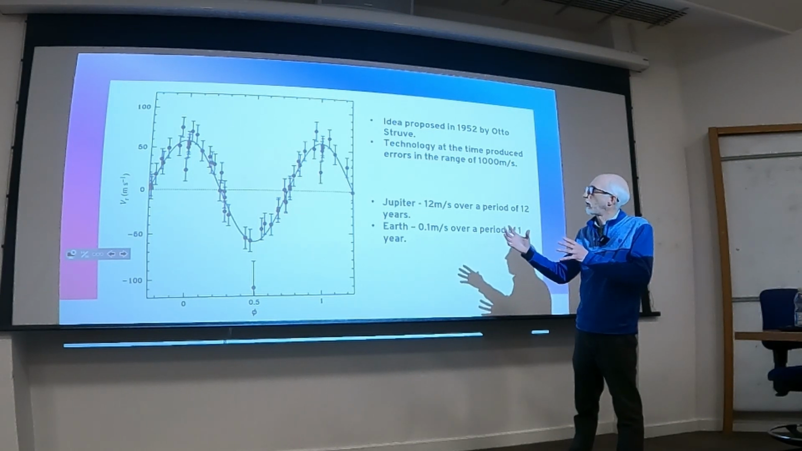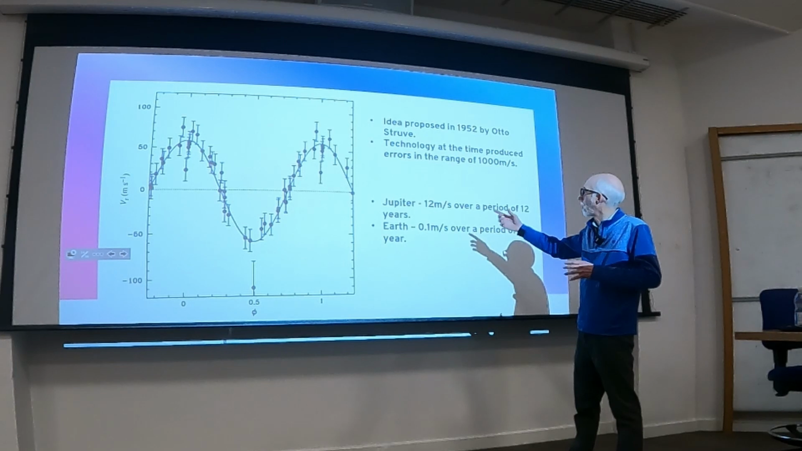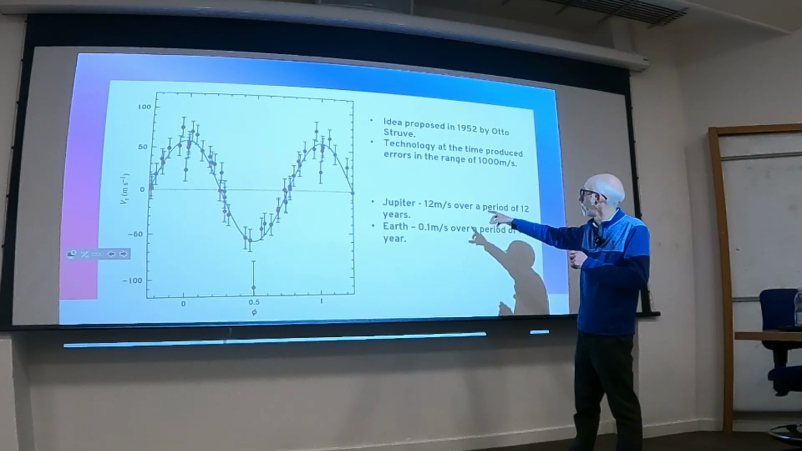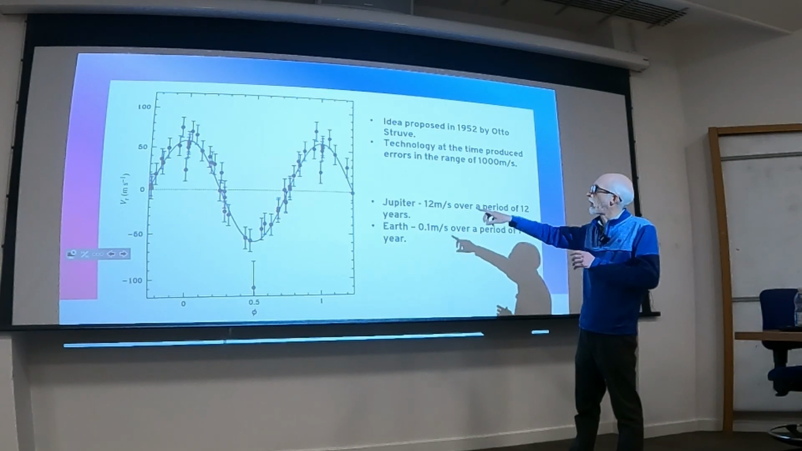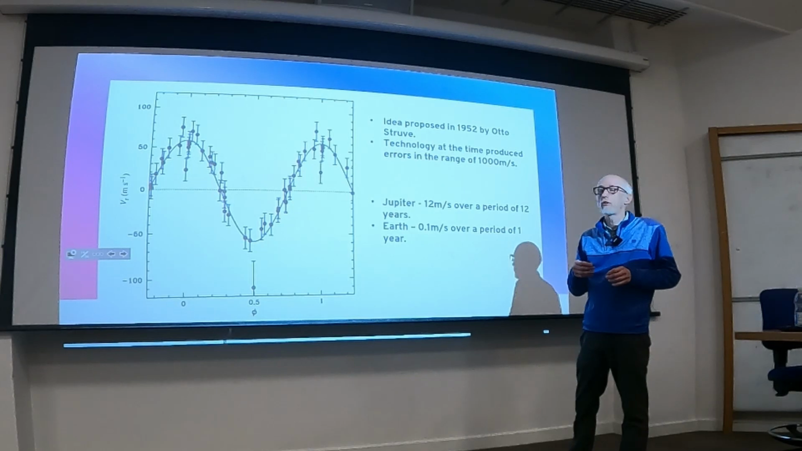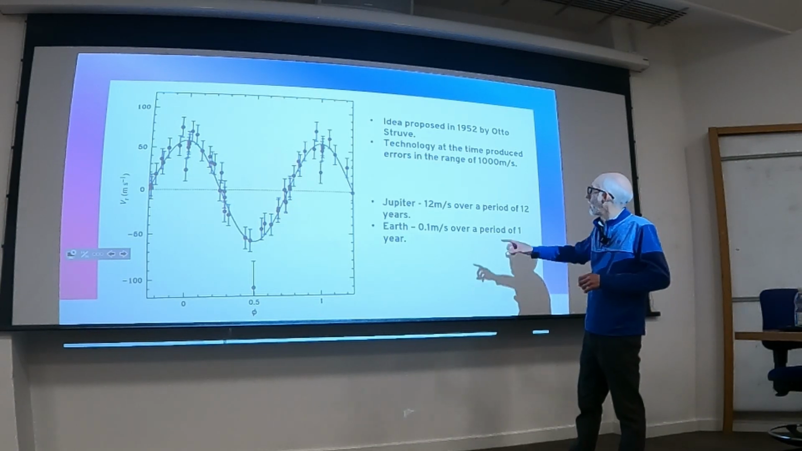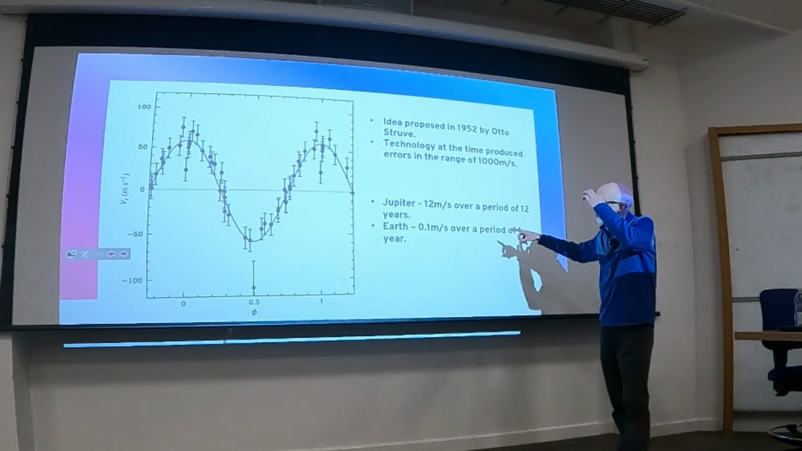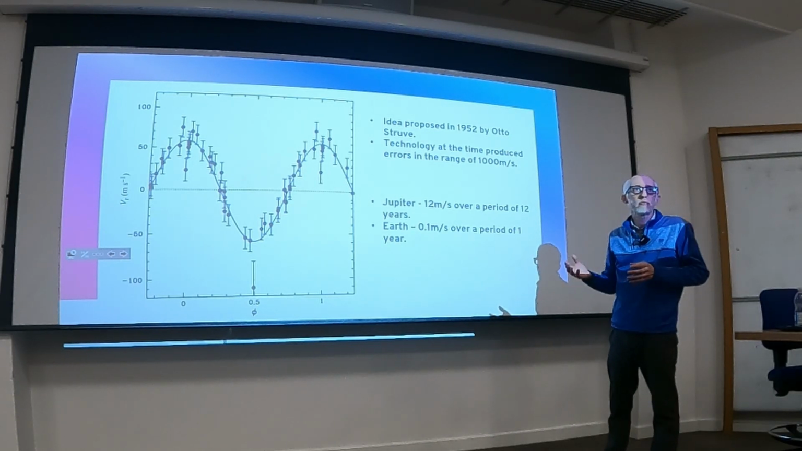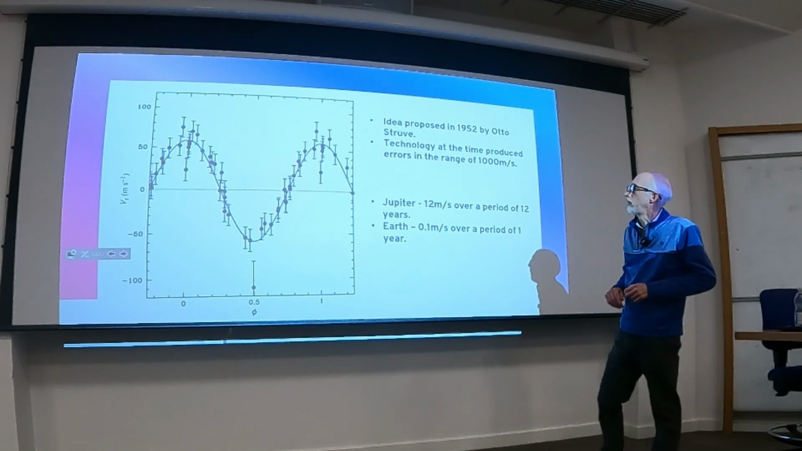If that hot Jupiter was as far out as our planet Jupiter is, firstly the star would only move in the order of sort of 12 meters per second, and also Jupiter's period is 12 years. So to observe it 3 times, you've got to wait 36 years, which is very, very, very difficult to do.